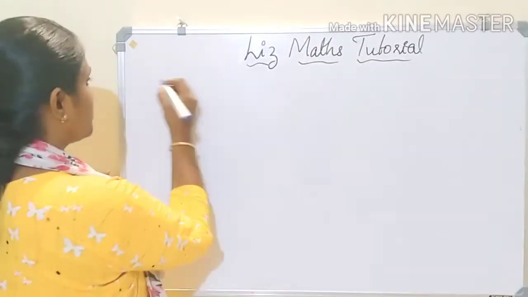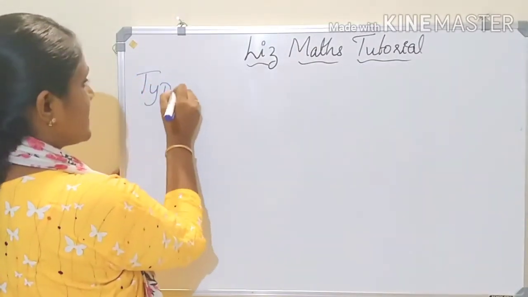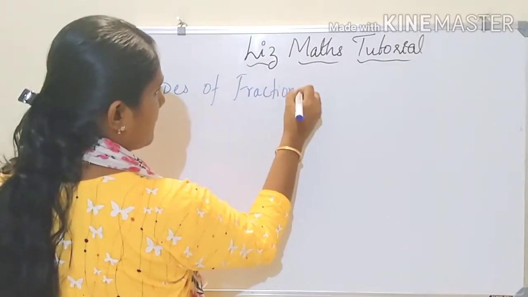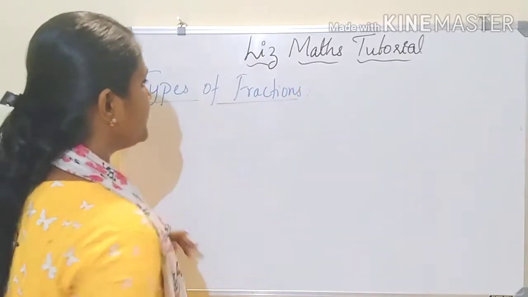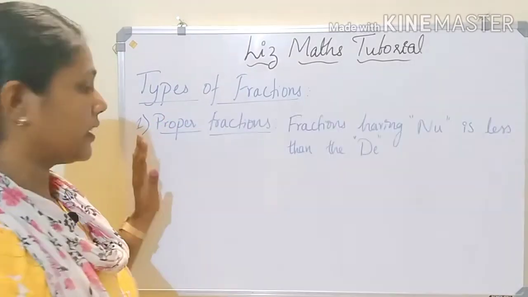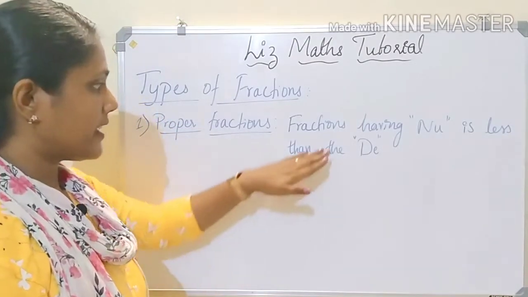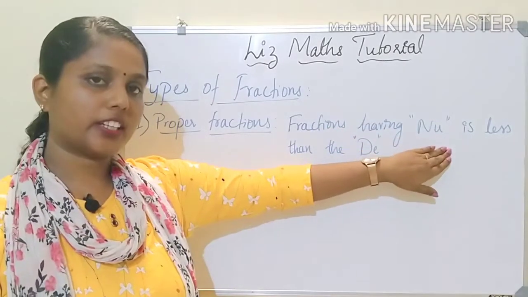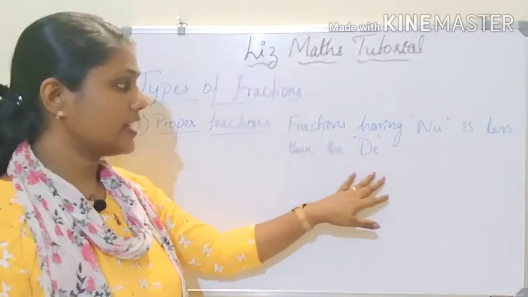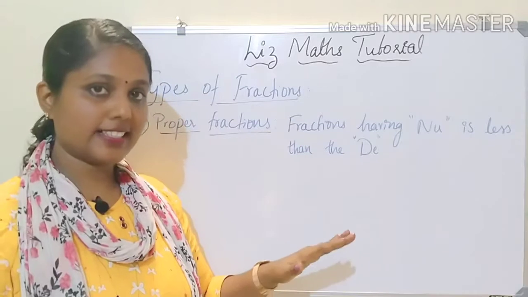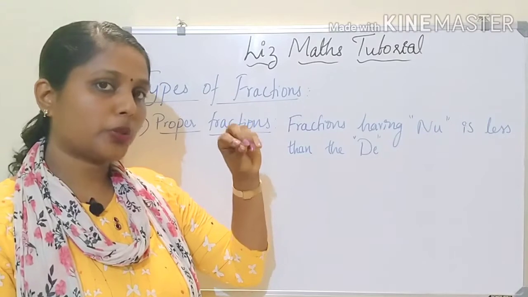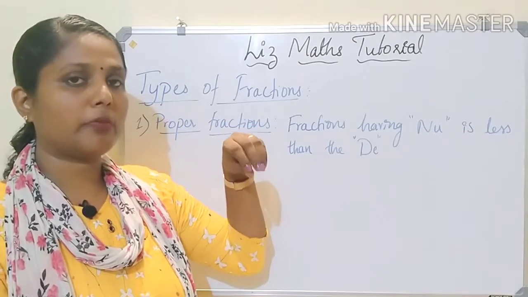Now we can move on to the types of fraction. There are 6 types of fractions. We can see them one by one. The first one is the proper fraction. Let us see what is a proper fraction. Fractions having the numerator, that is the upper part, less than the denominator. The numerator should be less than the denominator. When you compare to the denominator number, the numerator number should be small.